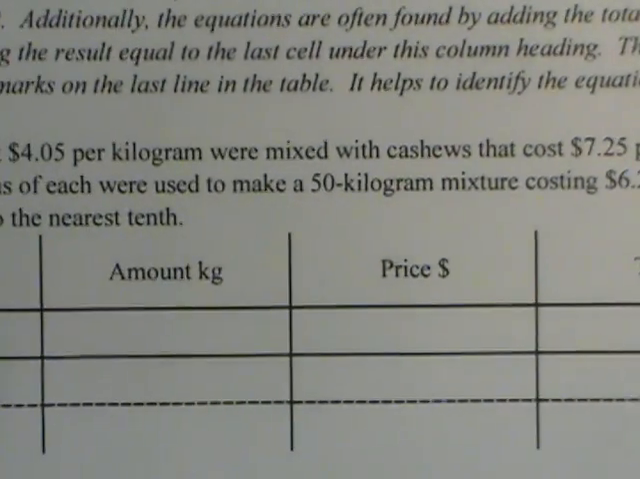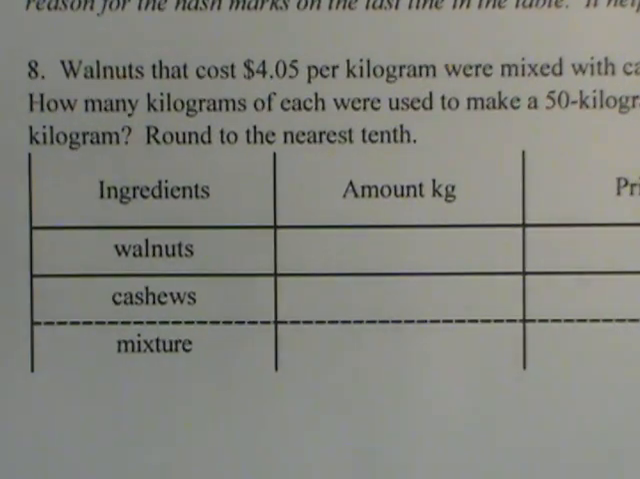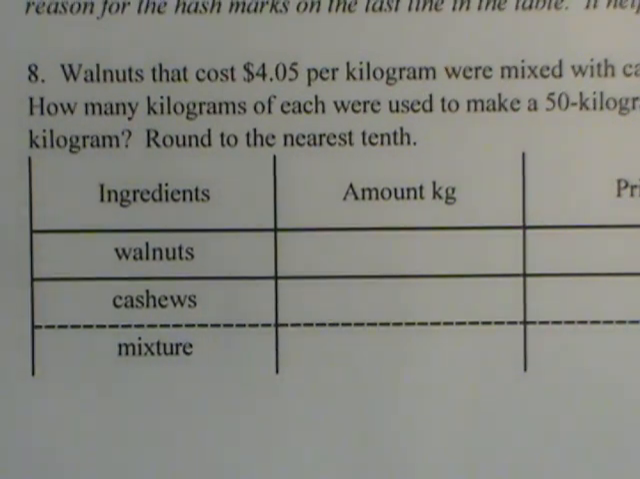Our first example for a mixture problem will be as follows. I'm going to read through it and I'm going to show you how I fill in the values. It says, walnuts that cost $4.05 per kilogram were mixed with cashews that cost $7.25 per kilogram. How many kilograms of each were used to make a 50 kilogram mixture costing $6.25 per kilogram? Round your answer to the nearest tenth.